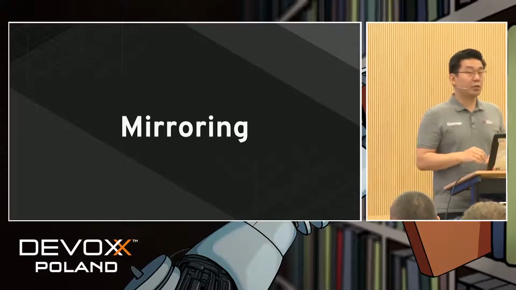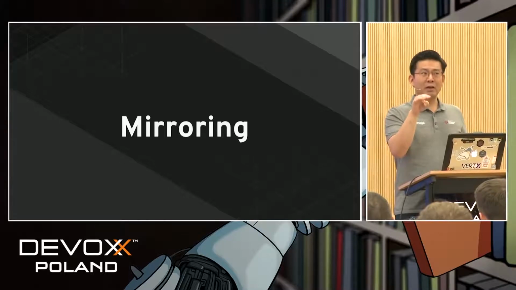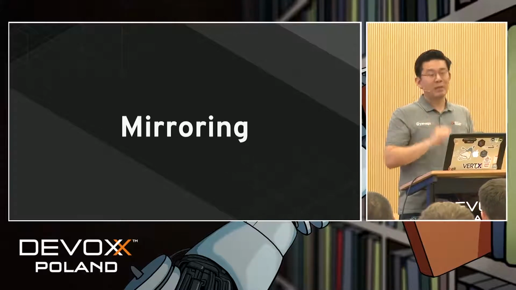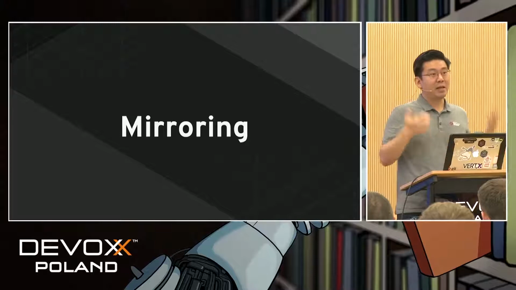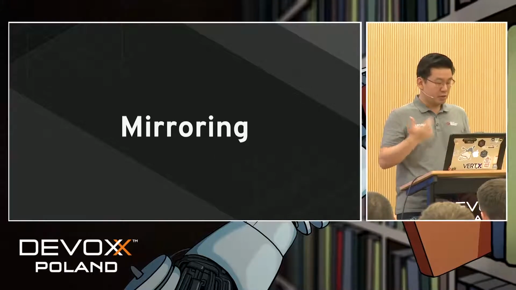Okay? So how can you apply mirroring today? I don't know if you ever did mirroring in backend infrastructure, it's very complicated to perform that manually. But luckily for us, in 2018, Istio has mirroring built in as one of its features. So how does it work?